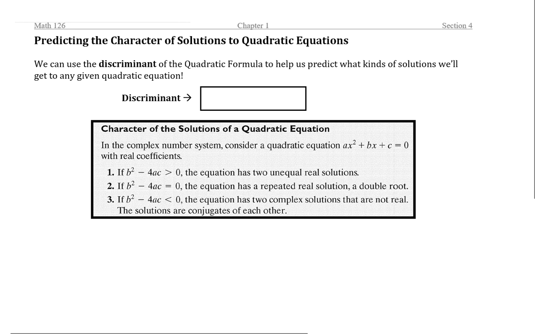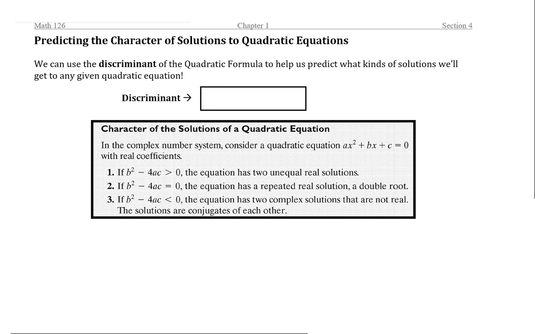Hopefully, this one will be brief because we're just going to introduce the discriminant of the quadratic formula. What the discriminant will do for us is help us predict what kinds of solutions we'll get to a quadratic equation. Not necessarily what they are, but what kind they'll be. With the introduction of the imaginary unit and complex numbers, it's well within the realm of possibility that our solutions will either be real or complex, containing the imaginary unit.